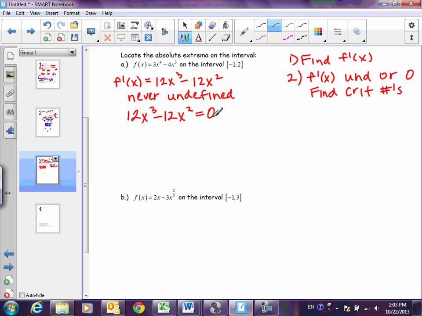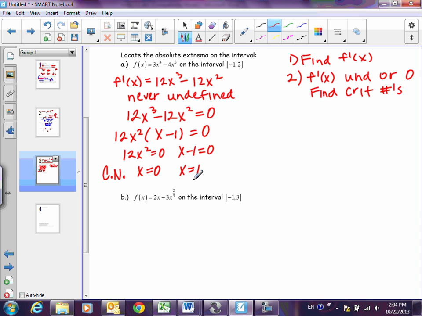Okay, I could add 12x squared, but I might lose some solutions that way. I like the fact that it equals 0, so I'm going to do what you guys are telling me. I'm going to factor out 12x squared, and that's going to give me x minus 1 equals 0. And then from here, this is just an algebra step at this point, set each factor equal to 0, solve for x, so you get x equals 0, x equals 1. These are your critical numbers.